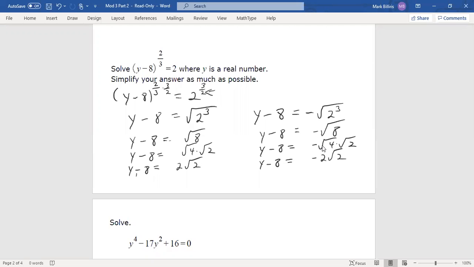Now we need to add 8 to both sides. So one of our answers would be 8 plus 2 square roots of 2. And the other answer when we add 8 would be 8 minus 2 square roots of 2. So again, since we're taking the square root, our denominator being 2, we're going to have two answers.